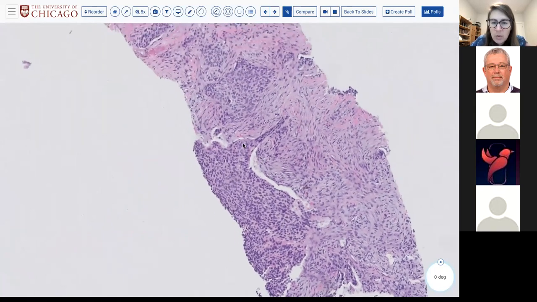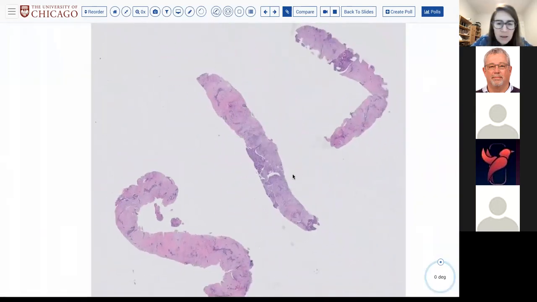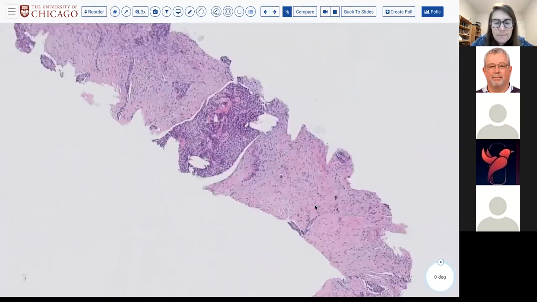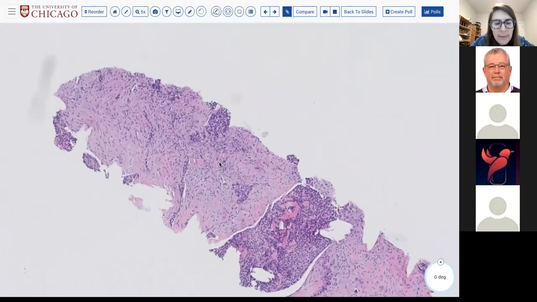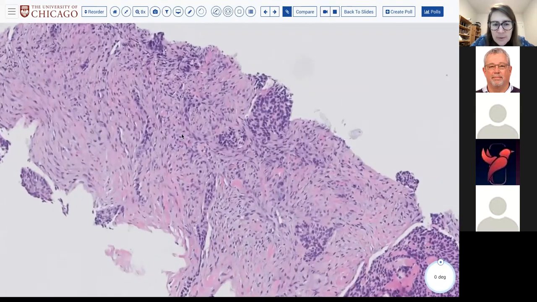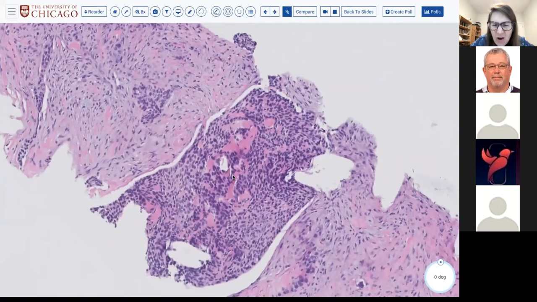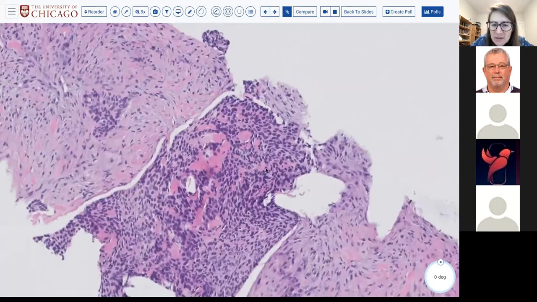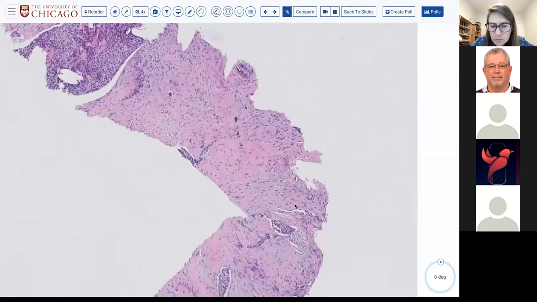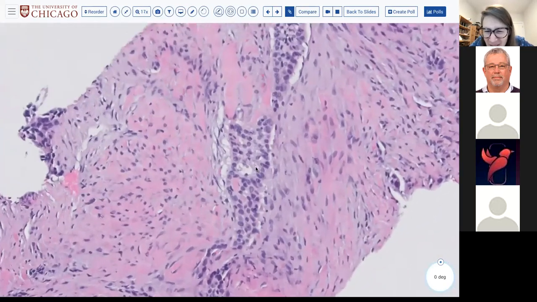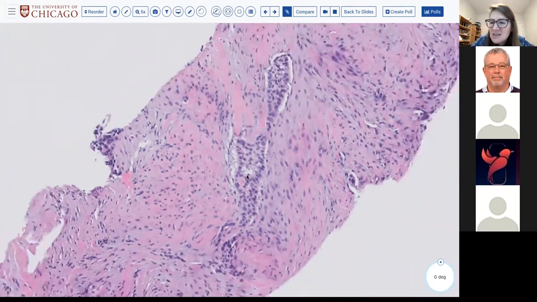So here we have a core of, now we're back in the parotid. Okay. Now we're back in the parotid and we see a lot of this desmoplastic stroma. We see these infiltrative nests. We see these large nests with almost some eosinophilic globules. Again, kind of infiltrative, maybe are those vacuoles?